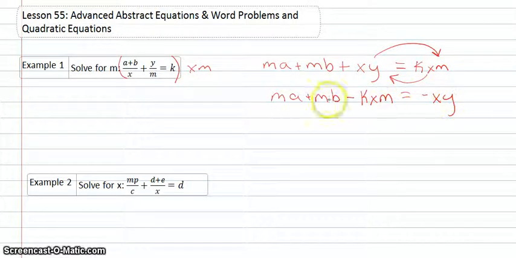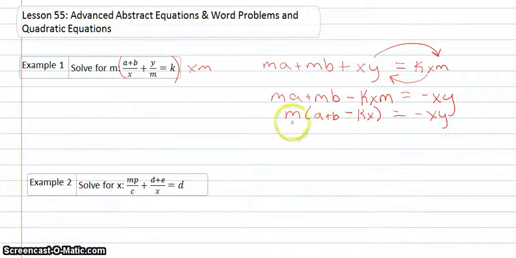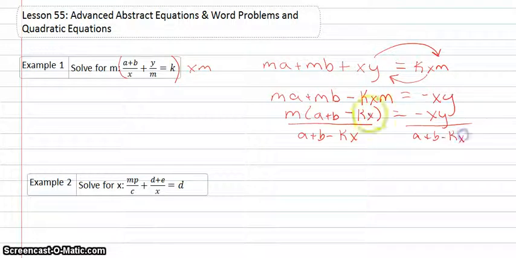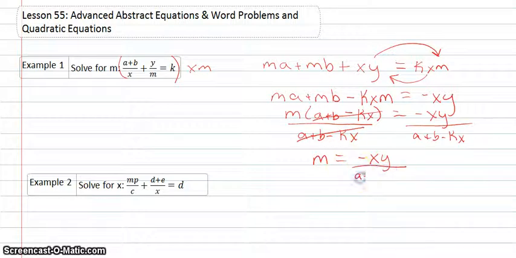Alright, now I'm going to factor my m out. So I'll have m times a plus b minus kx equals a negative xy. And then I just need to divide by that a plus b minus kx. And here it cancels, so m equals the negative xy over a plus b minus kx. And that's our answer.